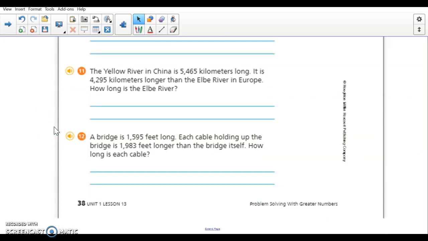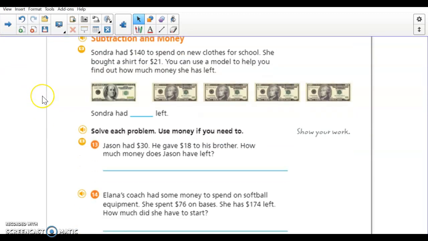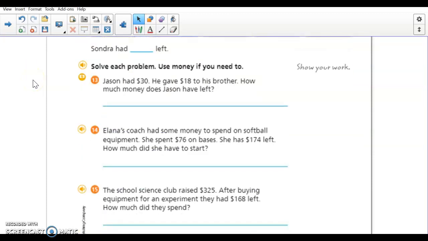A bridge is 1,595 feet long. Each cable holding up the bridge is 1,983 feet longer than the bridge itself. How long is each cable? And then as we move to the, these are the money problems. Sandra had $140 to spend on new clothes for school. She bought a shirt for $21. You can use a model to help you find out how much money she has left. Okay, so you can use pictures of the model to do that as well, or you can solve it using what you know about subtraction and addition. And then solve each of these problems.